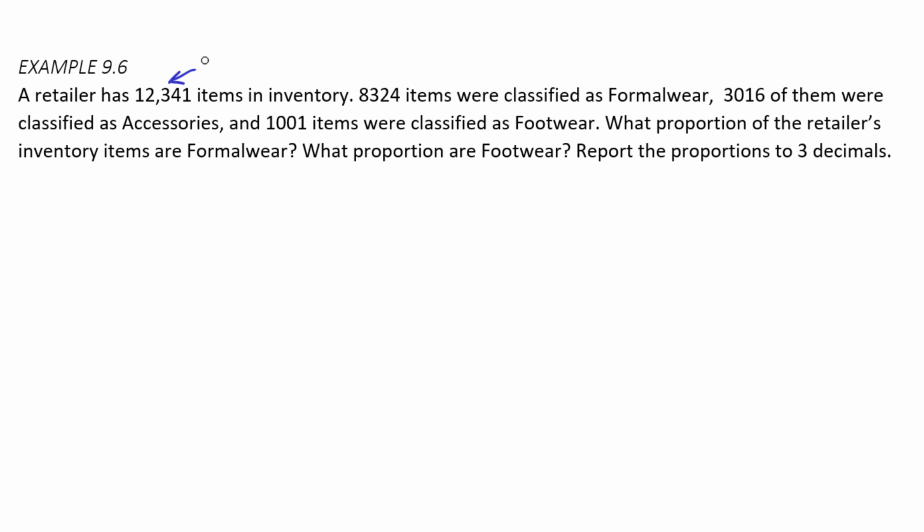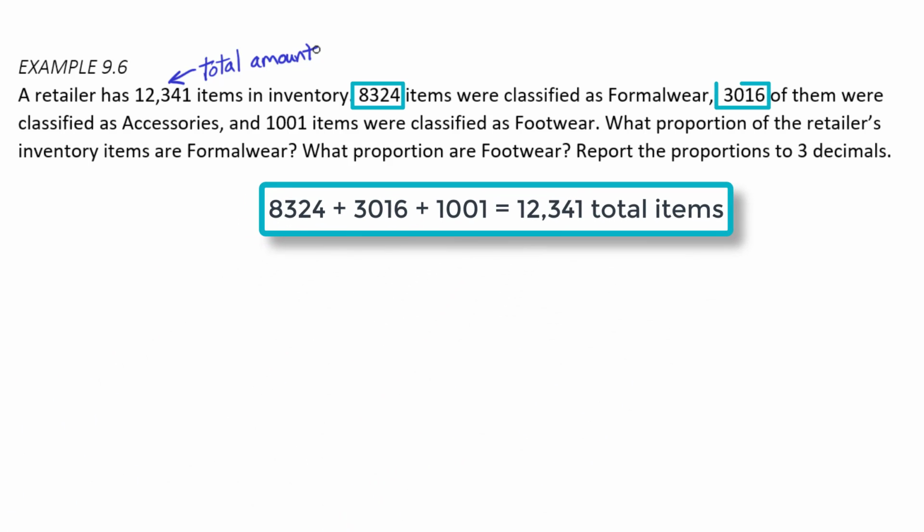So reading this, what we're given is that this retailer has 12,341 items in inventory, and that is a total amount if I've ever seen one. Now, it did not have to be given in this case because we're given a problem with 3 different things in inventory: formal wear, accessories, and footwear. And we could be asked about proportions just being given those 3 numbers, because if you add up 8,324 pieces of formal wear plus 3,016 accessories plus 1,001 pairs of footwear, you get 12,341 items in inventory.